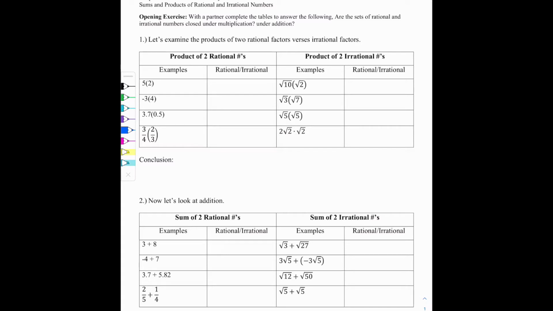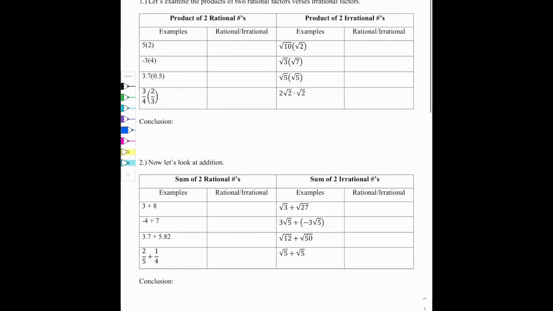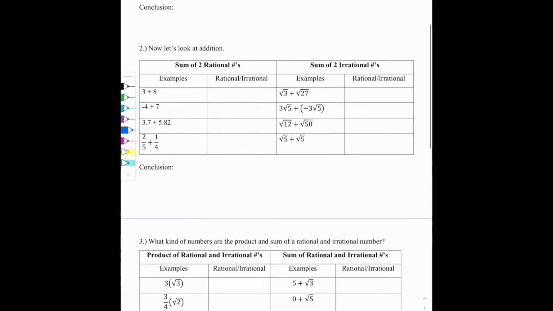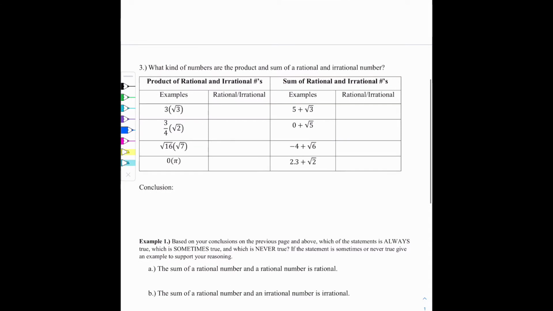So for the opening exercise, it says with a partner, but you will be completing this on your own. You will complete the tables to answer the following. Are the sets of rational and irrational numbers closed under multiplication? And what about under addition? So you're going to see there's a table for 1, and then there's a conclusion spot underneath. There's a table for 2 with a conclusion underneath. And then there's a table for 3 with a conclusion underneath.